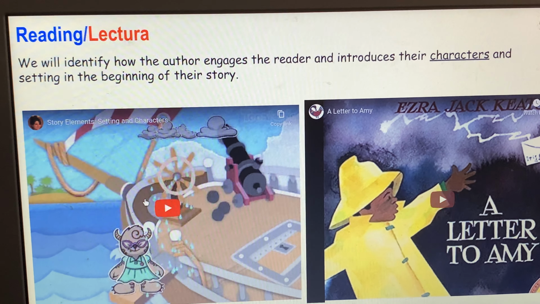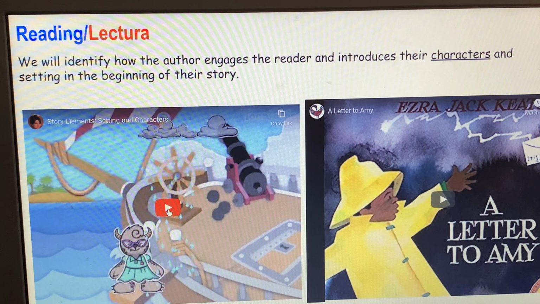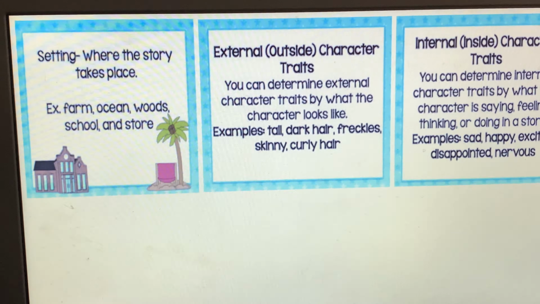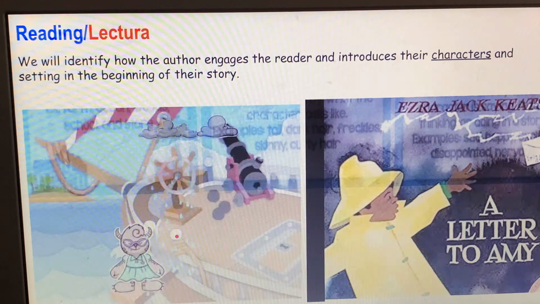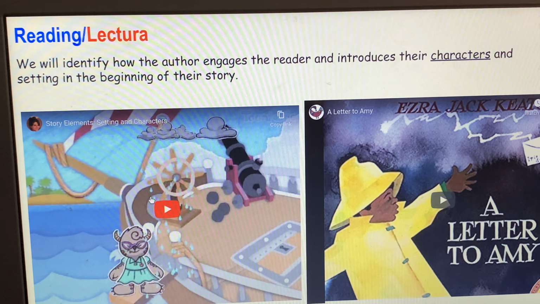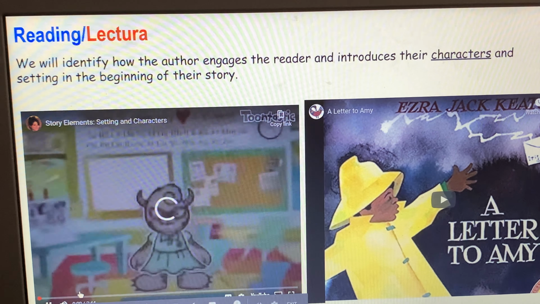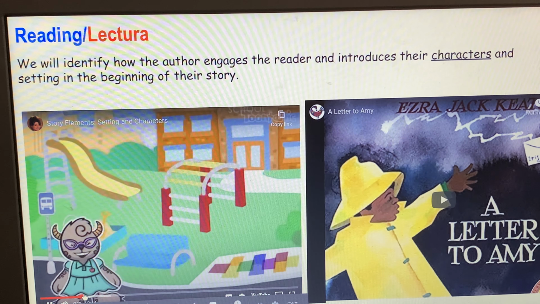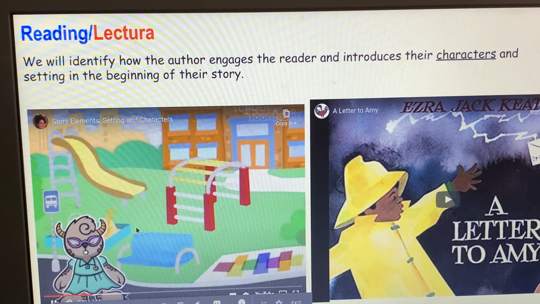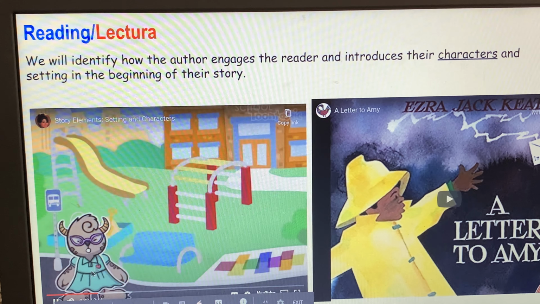Before we start to do that, we're going to review what is a setting and a character. So first we're going to click here. And in this video, you're going to see how the author explains what's a setting. The setting of a story is where and when the story takes place.